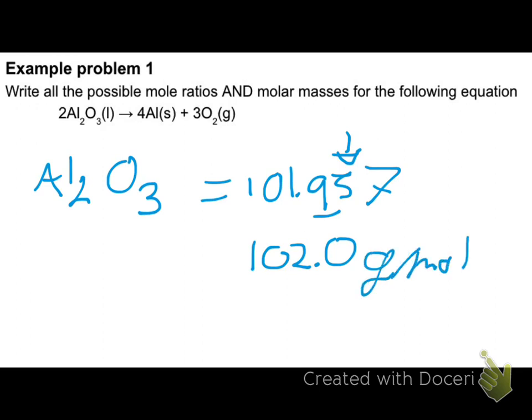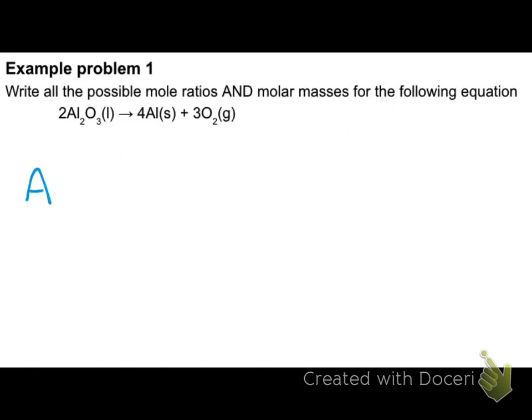How did we get that number again? How did we get to this number? Yeah. We took aluminum, and we look at the periodic table, and we say that it has a molar mass of 26.98. And then we have to take that times 2, because in the problem there are 2 aluminum atoms. And then that comes out to whatever number it comes out to when you multiply it.